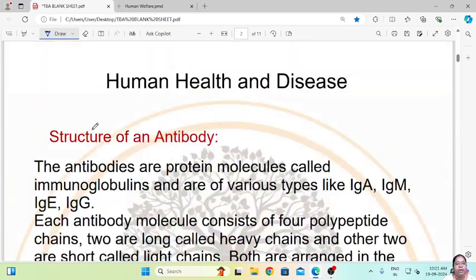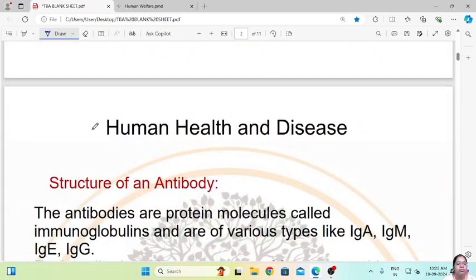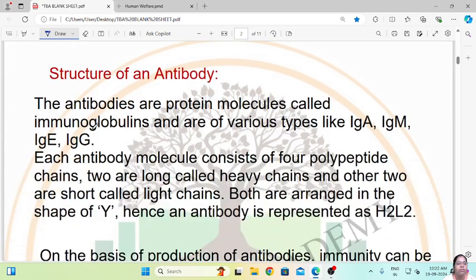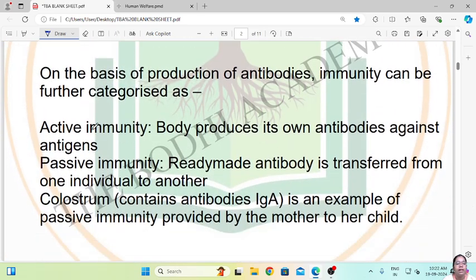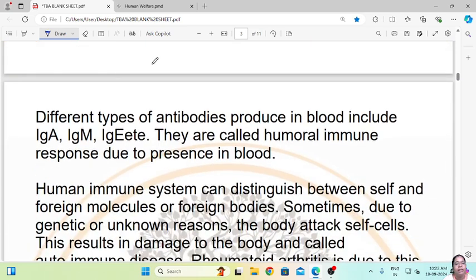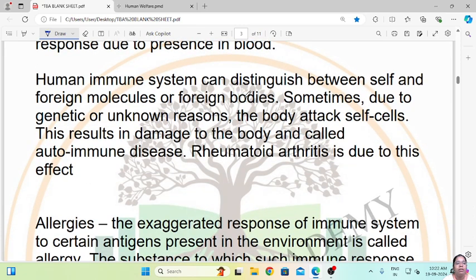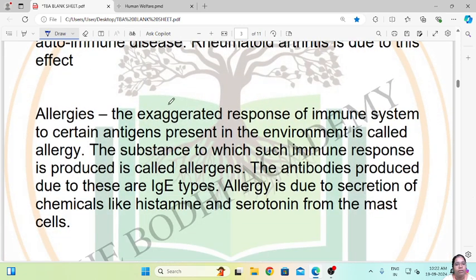So this is about today's video. In today's class, we have studied the structure of antibody. Depending upon how antibodies are produced, there are two types of immunity, active immunity and passive immunity. Then there are different types of antibodies in your blood, that is IgA, IgM, IgE. Then we have seen autoimmune diseases and how they are caused, and we have seen what allergies are.